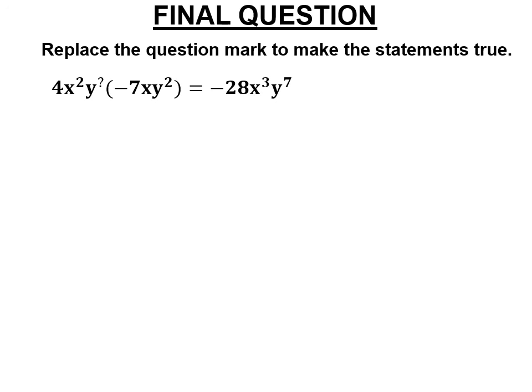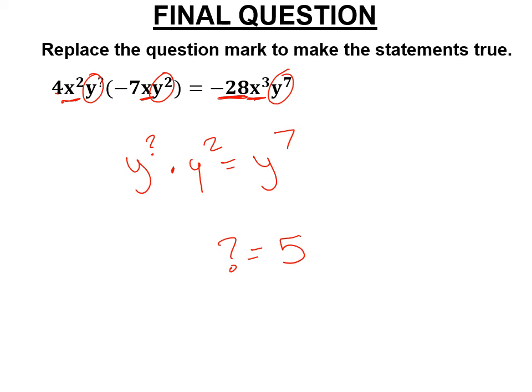So, by the way, this is a funny font because if you'll notice maybe in the notes, there's a typo here, but this one is correct. Okay, so you don't have to, right? 4 times negative 7 made this negative 28. x squared times x is x cubed, so that's right. We're looking at the y's. So this looks complicated. We just have to look at the y's. y to the question mark times y squared equals y to the 7th. What does the question mark have to be? It is 5.